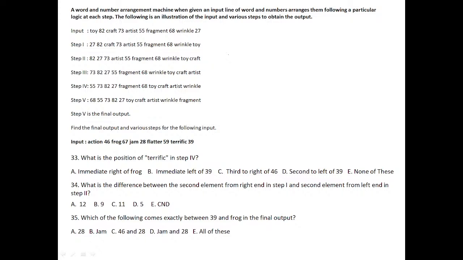Okay, here one input is given: toy 82, craft 73, artist 55, fragment 68, wrinkle 27. And what is the final step it gives? It gives 68, 55, 73, 82, 27. So in general, this is not an increment or decrement in series in any specific order. Okay, so better to check the digit sum. Here it's 9, here it's 14, here it's 10, here it's 10, here it's 10.